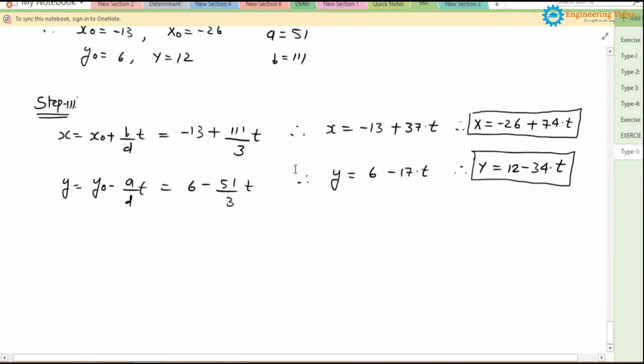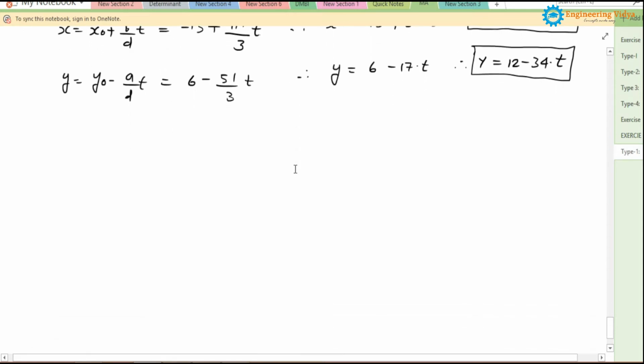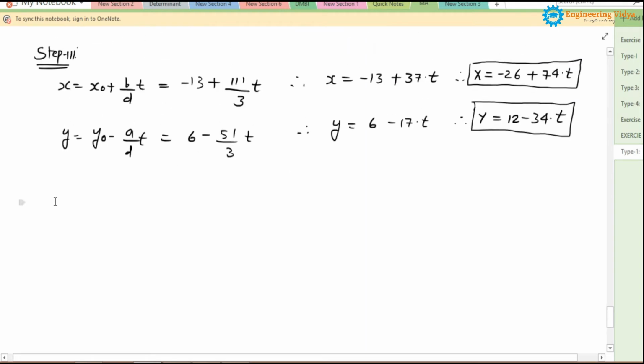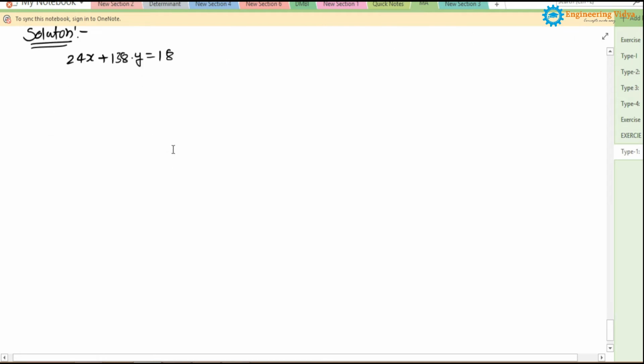So here we are solving sum number 9 of part number 1. We'll start with the solution first. The process is very much the same. They have given 24 into x plus 138 into y equal to 18. So this is also a Diophantine equation.